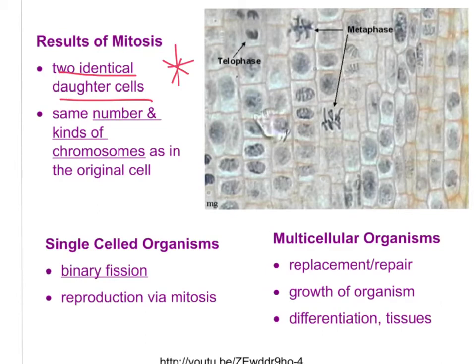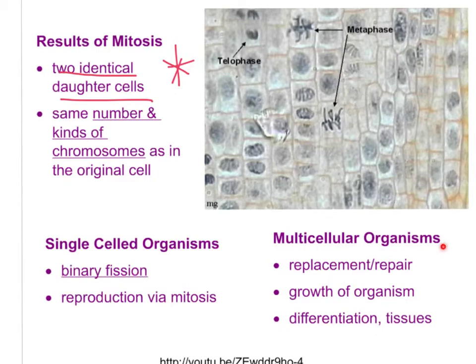Let's talk just a little bit here about single-celled organisms versus multicellular organisms. Single-celled organisms, paramecium, things that are just one cell big, they never have more than one cell, they actually reproduce via mitosis. Binary fission, they go through binary fission, and in order to get a new organism, they go through this process.